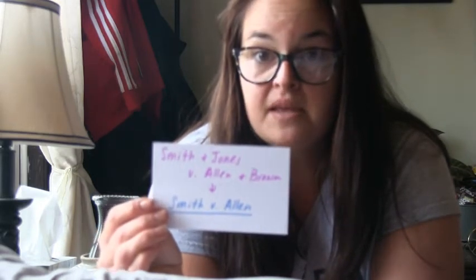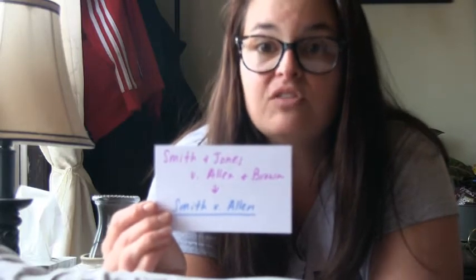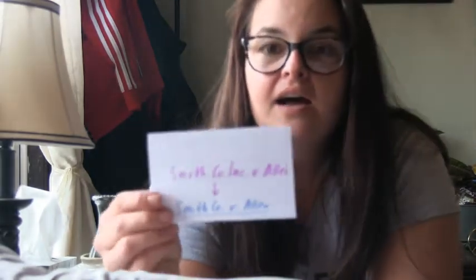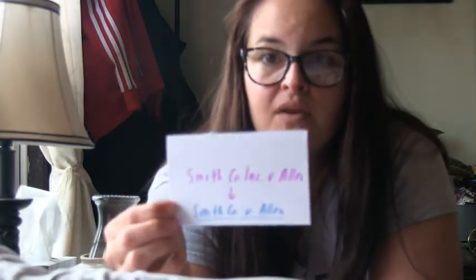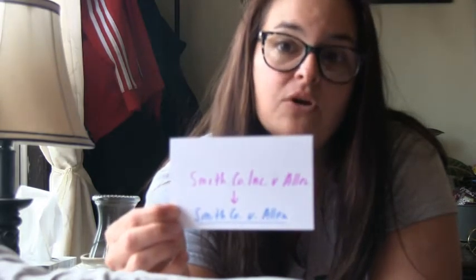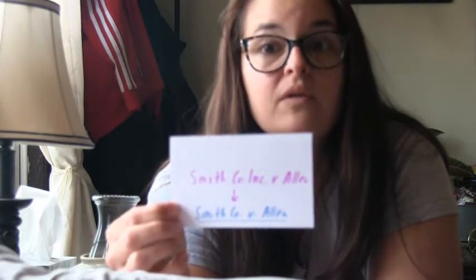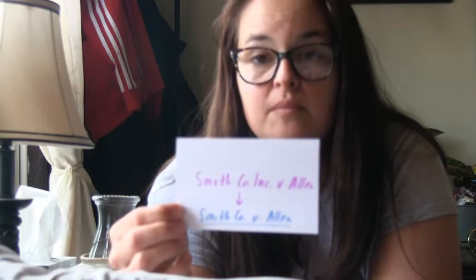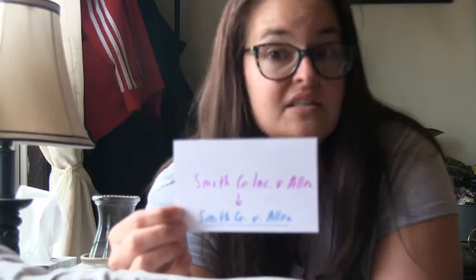The next rule we have: we're going to use first names only, meaning Smith and Jones versus Allen and Brown will become Smith versus Allen on appeal. It's just a shortcut. Another rule, when we have Smith Company Incorporated versus Allen, we're only going to use one business term. So we're going to shorten that to Smith Co.